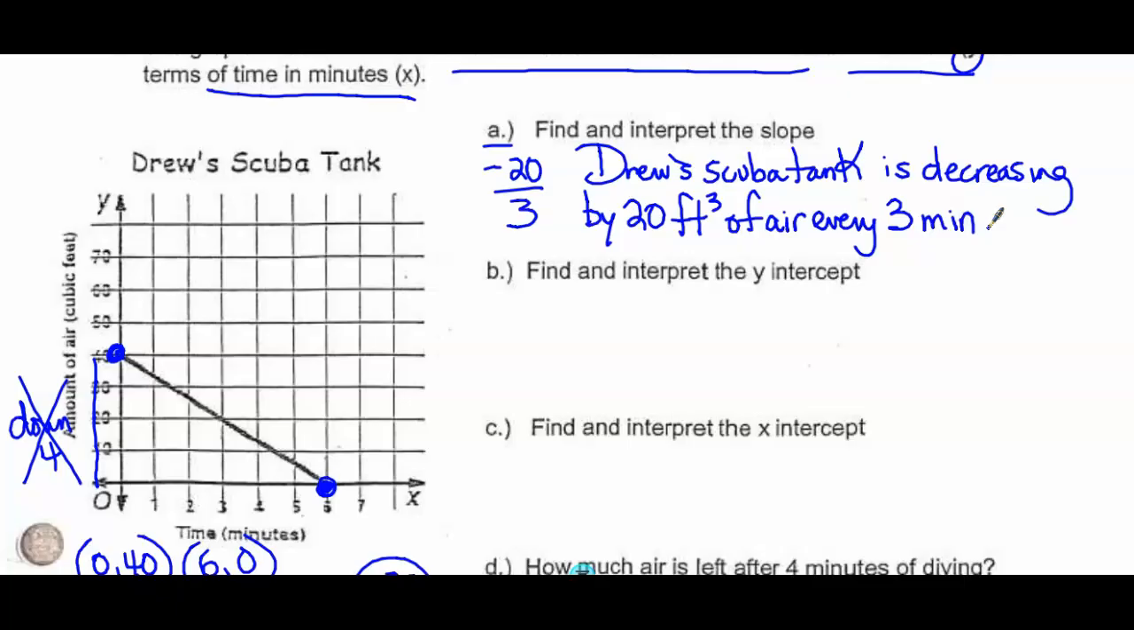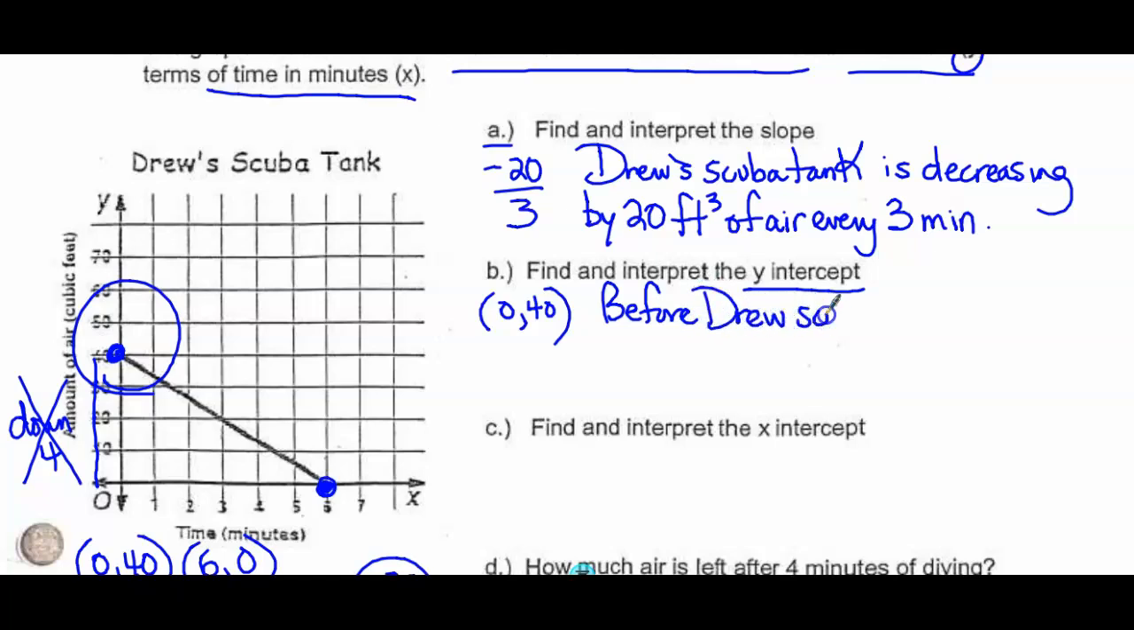Find and interpret the y-intercept. The y-intercept is the point on the y-axis where the line crosses. That's (0, 40), 0 minutes. So before Drew scuba dives, he has 40 cubic feet of air in the tank.